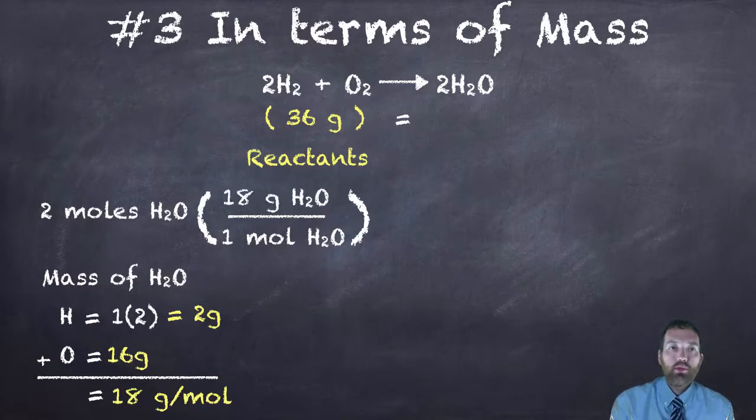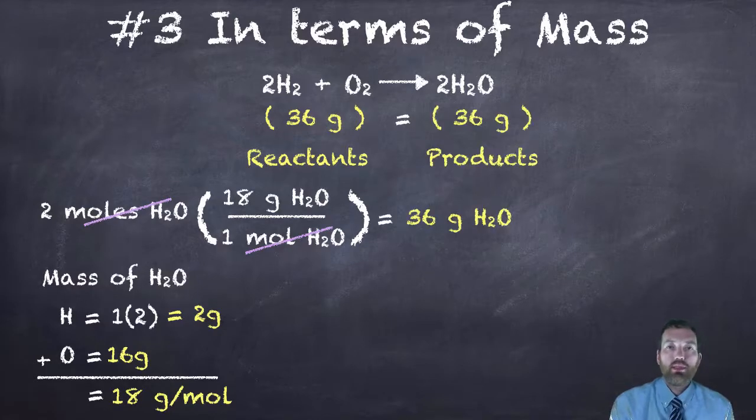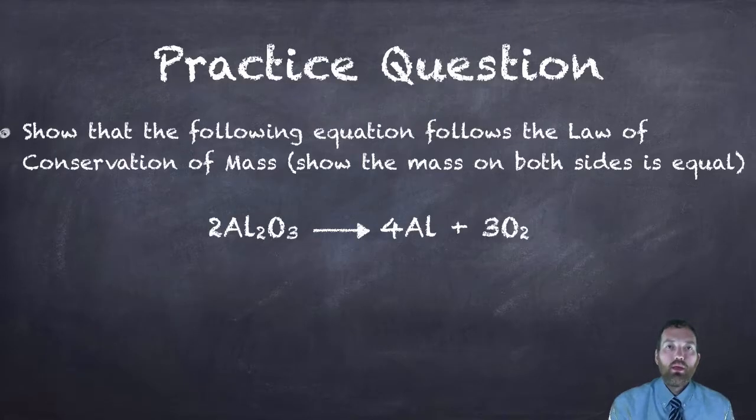So on the top, I'm going to write 18 grams of water for every 1 mole of water. So moles of water and moles of water cancel, and now I just need to multiply everything on the top and divide by everything on the bottom. So 2 times 18, and I don't need to divide by 1 because that won't change my answer. 2 times 18, of course, is 36, and we can see that the mass of the products on the right, 36 grams, is equal to the mass of the reactants on the left, 36 grams.